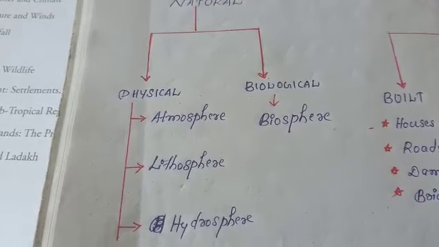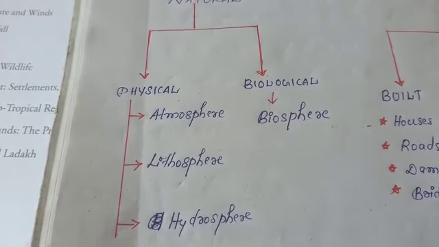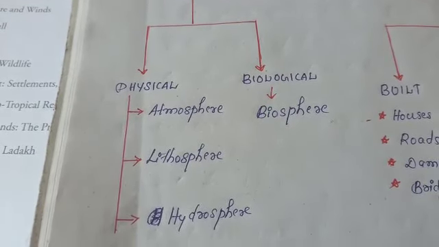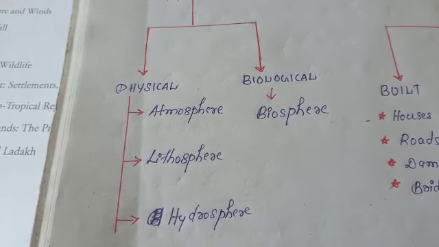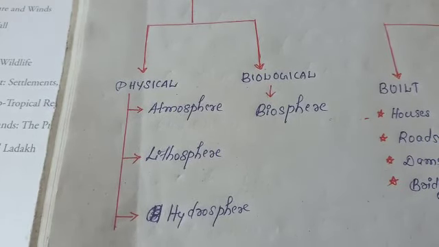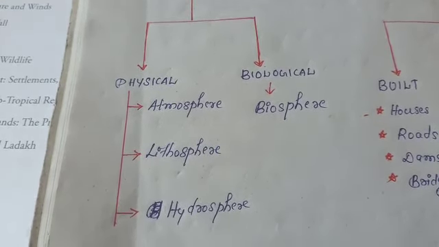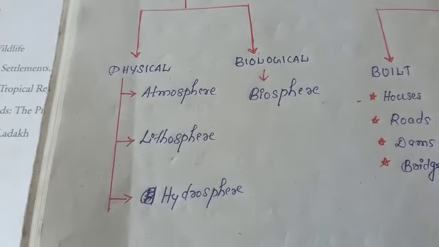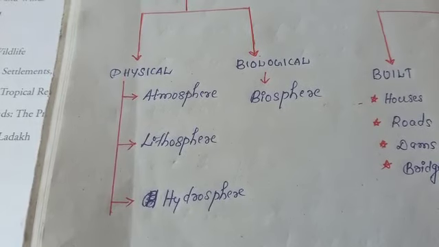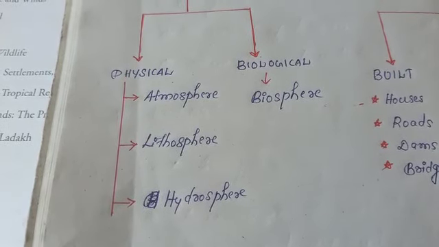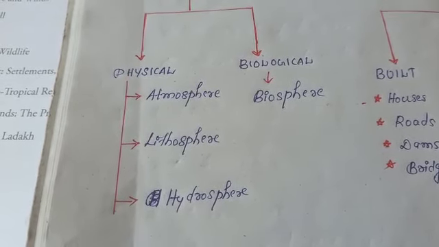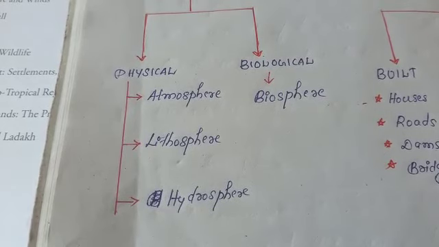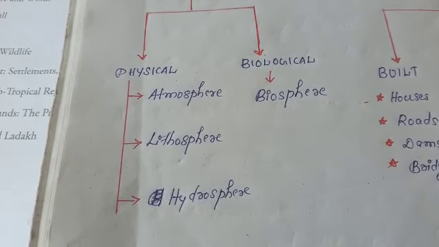Now, we are going to discuss natural environment in detail. As I told before, natural environment is mainly divided into physical and biological environment. Atmosphere, lithosphere, hydrosphere are the major parts or components of physical environment. Let us discuss the first component in physical environment, atmosphere.